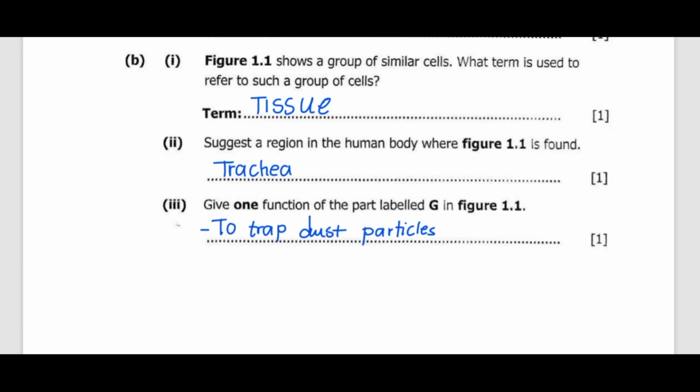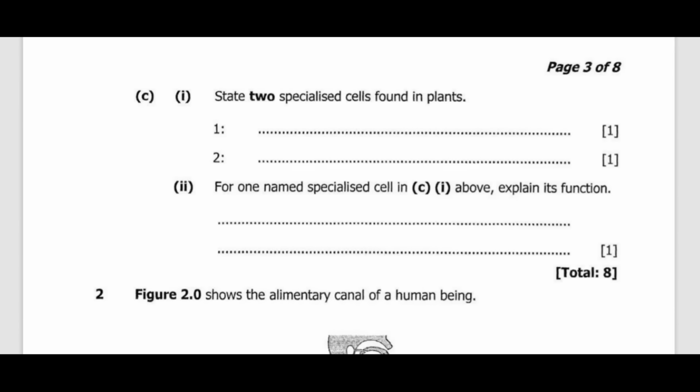Then let's move on to question C1. State 2 specialized cells found in plants. There are so many specialized cells found in plants, so you just have to consider any 2 of your choice. Let's say here we can use the root hair cell. We can also use a palisade cell. We also have guard cells, sponge cells, epidermal cells, so there are so many.